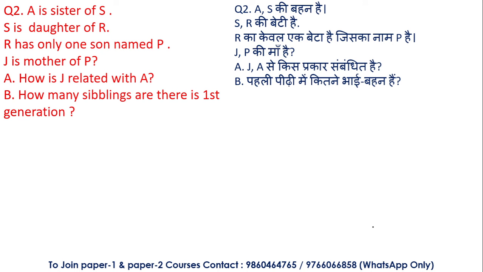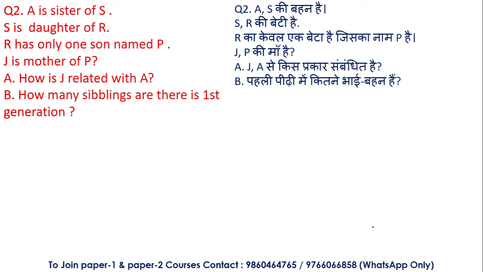Without any further ado, let's begin with the lecture. For your convenience, I have divided the blood relation questions into two categories. Type 1, which we can discuss in today's lecture, is where 2 or 3 sentences are given to you, like I have shown in this particular question, and they ask certain questions based upon those statements. This is type 1.